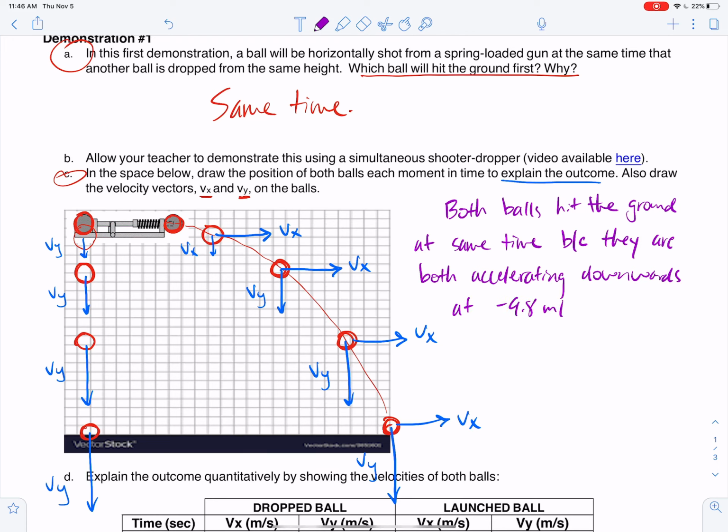-9.8 meters per second squared. Okay. In fact, the launched ball's horizontal velocity has nothing to do with its vertical motion.